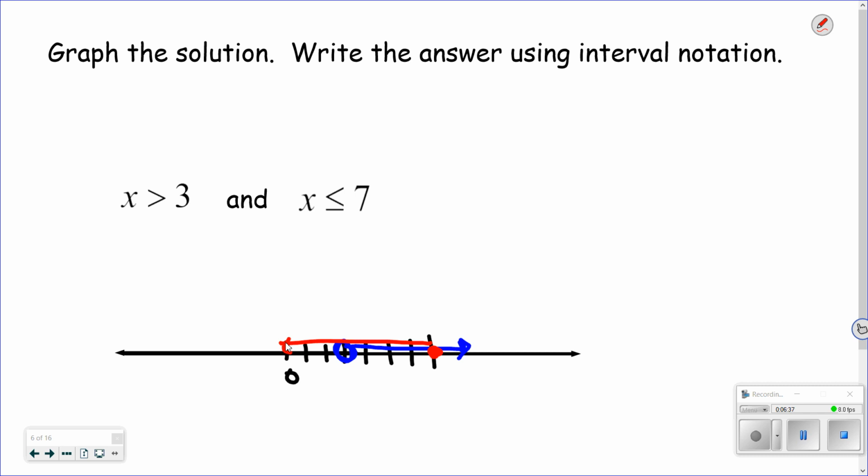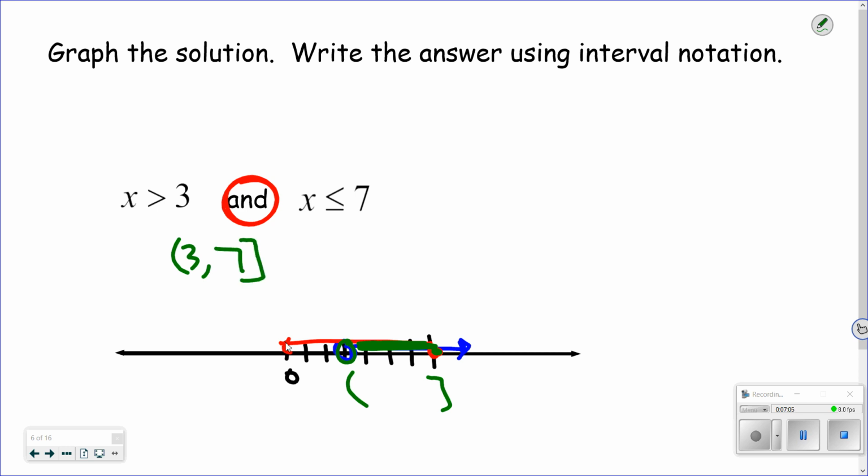Now, because it's an and, we only want the ones that work for both. So I'm going to do one more color here. The ones that work for both would be from here to here. Everywhere in between there, it's true for both of them. So my actual answer, I'm going to write this way. This is going to be a parenthesis. This is going to be a bracket. Parenthesis because of the open dot, bracket because of the closed dot. So my answer starts at 3, and it goes until I get to 7.